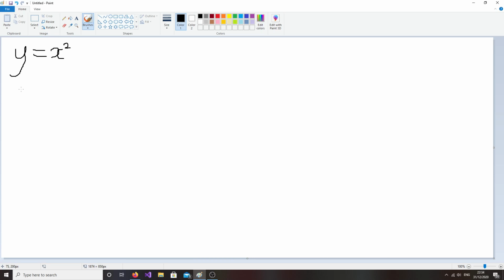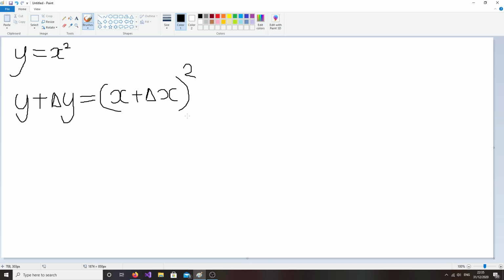But basically we want to give it a very small value, but we won't actually give it a number, we'll just call it, if I show you, add delta y. Delta usually just means change, or in this case a very small value. And we have to put the delta x in when we are doing the calculation.